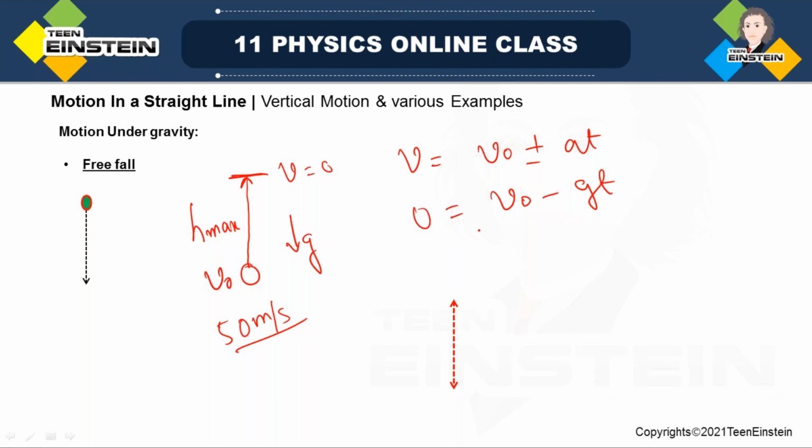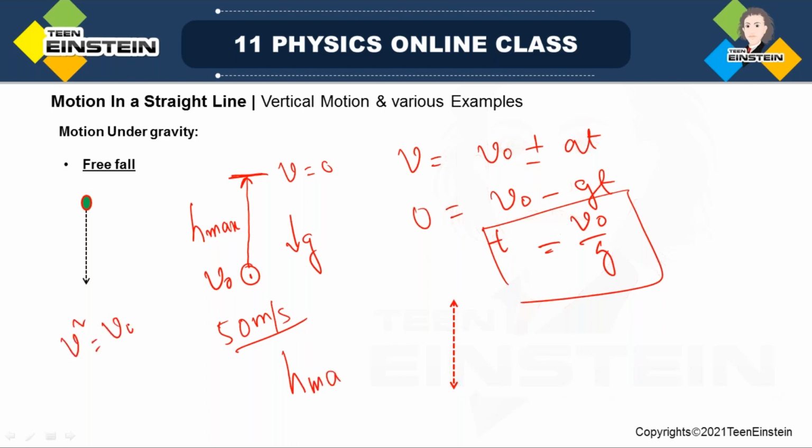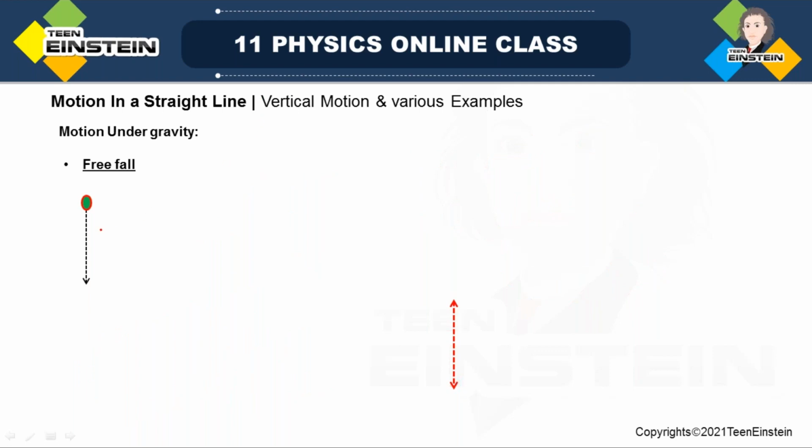So how long will it take to reach the maximum height? You can find out the time as v0 by g. Or, suppose you are not given the height, you have to find out what is h max. You can use the formula v square is equal to v0 square minus 2g h max. At h max, v is equal to 0. If you apply that, you will get h max equal to v0 square, initial velocity square, divided by 2g. So what we have learned here: for a free fall, h is equal to half g t square.